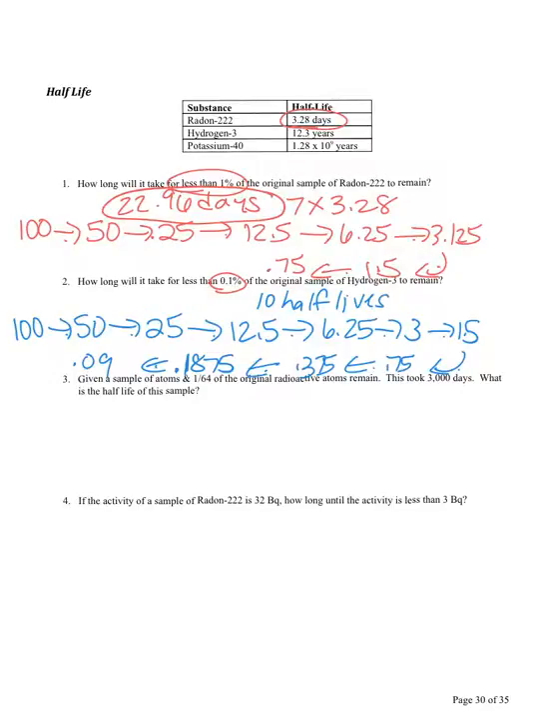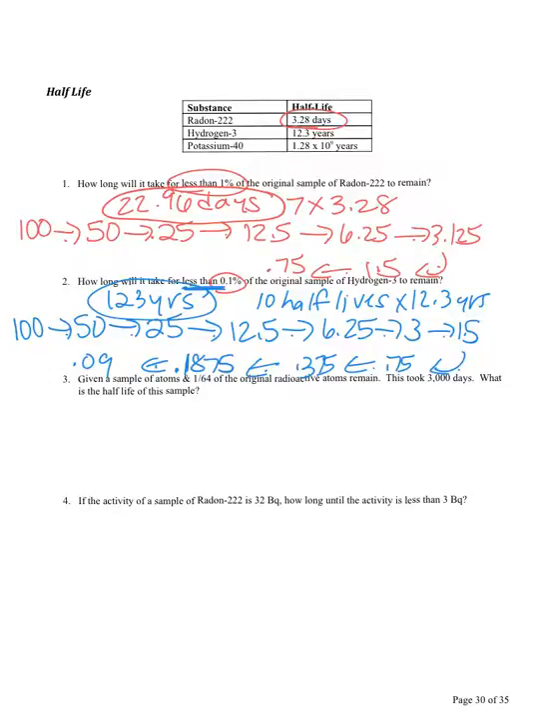Hydrogen-3 is 12.3 years, so 12.3 times 10 is going to be 123 years approximately. So again, looking for those key phrases like less than. The percent tells me start at 100% and decay till I get to that point.